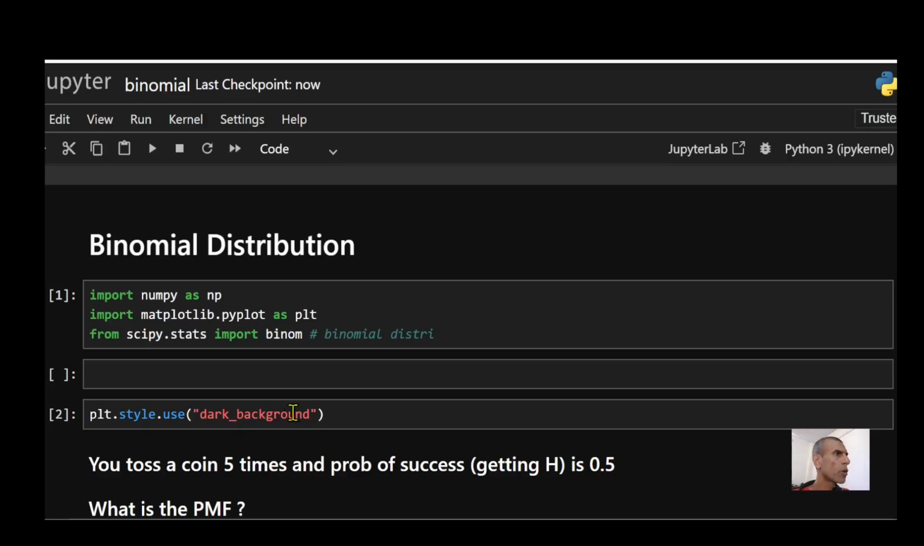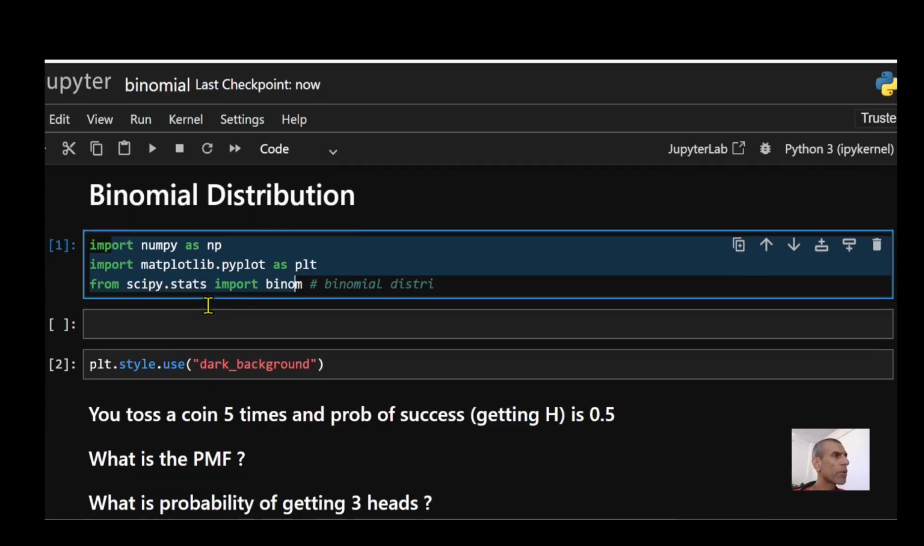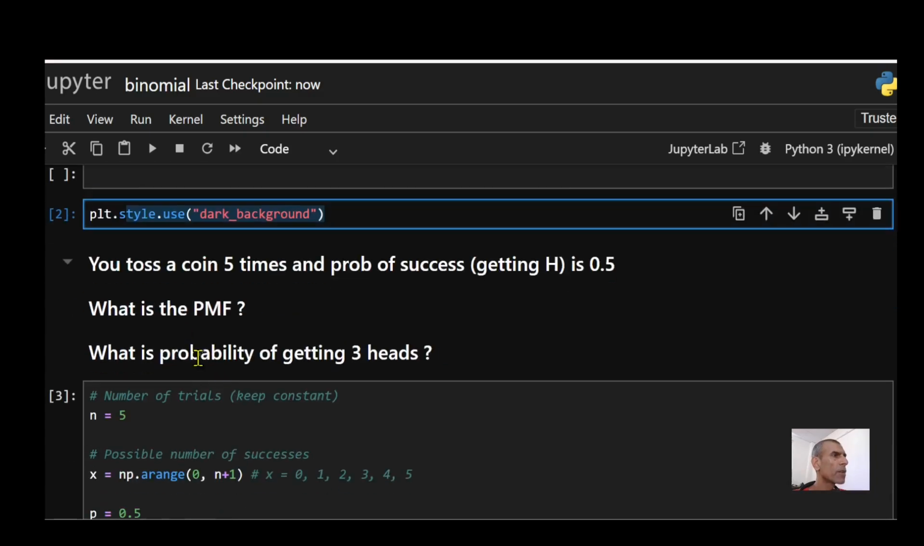Now let me show you the Jupyter notebook where I actually did all these things. So this is my NumPy, this is my Matplotlib, and also SciPy stats. I'm importing my necessary libraries. I'm using the dark background, and this is the question.